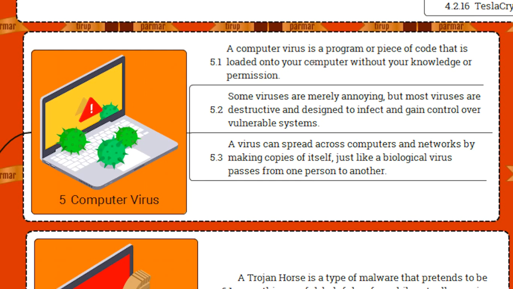So what do we mean by a computer virus? A computer virus is a program or a piece of code that is loaded onto your computer without your knowledge or permission. Some viruses are merely annoying, but most viruses are destructive and designed to infect and gain control over vulnerable systems. A virus can spread across computers and networks by making copies of itself, just like a biological virus passes from one person to another. So they basically infect our computer, mobile devices, or online accounts. Anywhere they can harm our device, they can spread multiple copies, and they can slow down our computers.